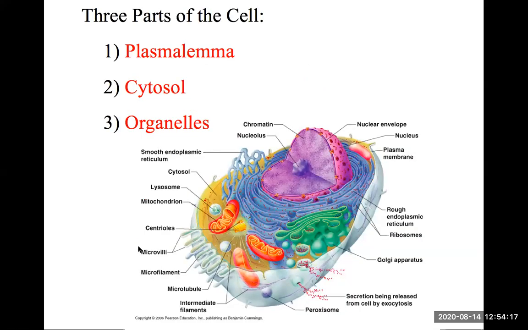All right, so the three parts that we're going to be talking about are the plasmalemma, which you can think of like a skin or a structure that surrounds the cell and separates the inside of the cell from everything that's outside of the cell. So it's playing the same role that your skin does. Cytosol, cyte, again, cell, sol is referring to a liquid. So this is the liquid component to the cell. And then the organelles, or little organs, are the structures that you see within the cell.